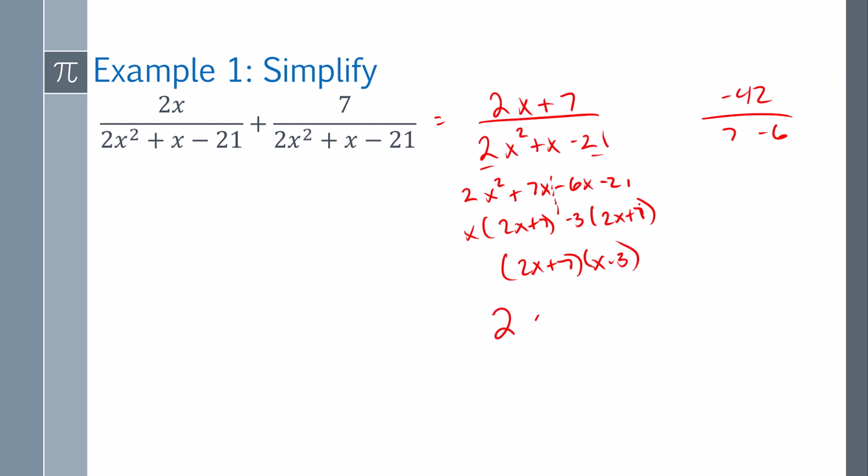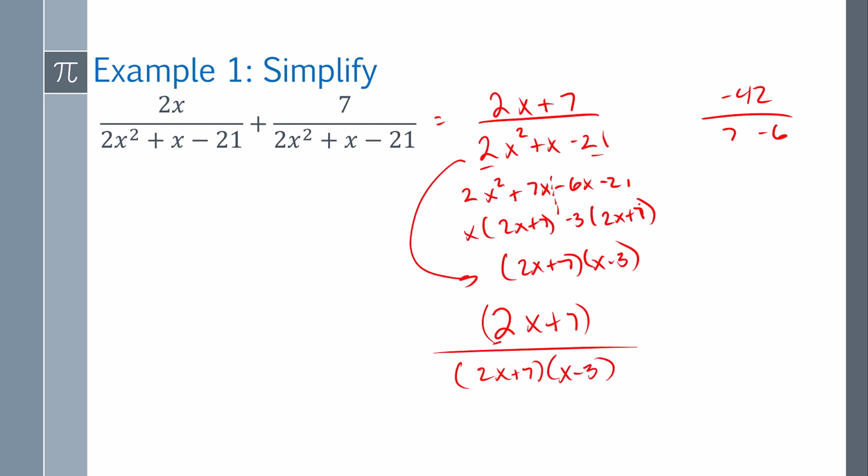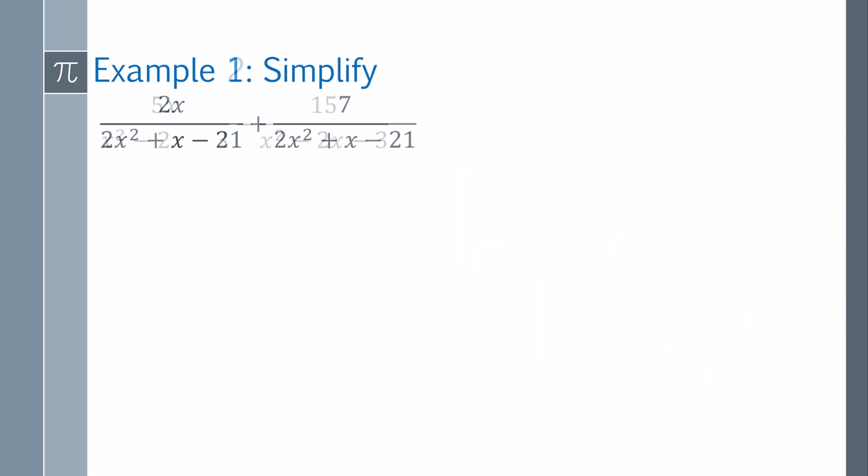So I have this 2x plus 7 on the top, and then this factored into that, so I get (2x plus 7) times (x minus 3) on the bottom. They cancel out, and so then my answer is 1 over x minus 3. Now the question is, how do I know that I'm able to reduce it? You just kind of have to check, unfortunately. I factored it, there happened to be a same factor, so they reduced.